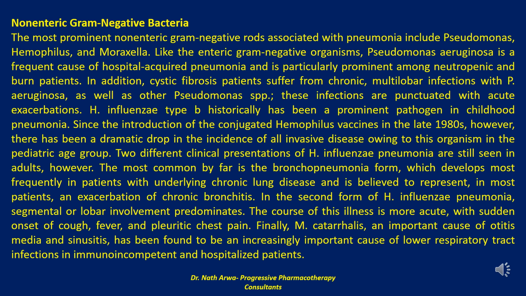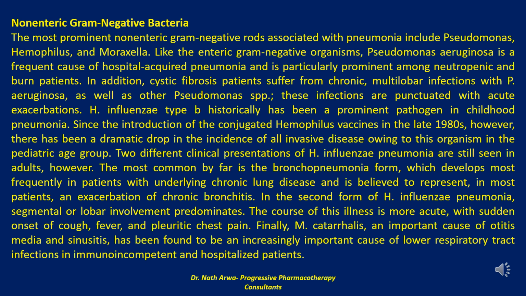Haemophilus influenza type B historically has been a prominent pathogen in childhood pneumonia. Since the introduction of the conjugated Haemophilus vaccines in the late 1980s, however, there has been a dramatic drop in the incidence of all invasive disease owing to this organism in the pediatric age group. Two different clinical presentations of Haemophilus influenza pneumonia are still seen in adults, however. The most common by far is the bronchopneumonia form, which develops most frequently in patients with underlying chronic lung disease and is believed to represent, in most patients, an exacerbation of chronic bronchitis.